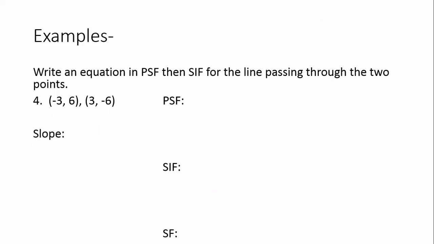So now we're still starting off the same: finding slope, writing it in point slope form, then slope-intercept form, then finally standard form. So our slope is negative 6 minus 6 over 3 minus a negative 3. So that's negative 12 over 6, or negative 2.